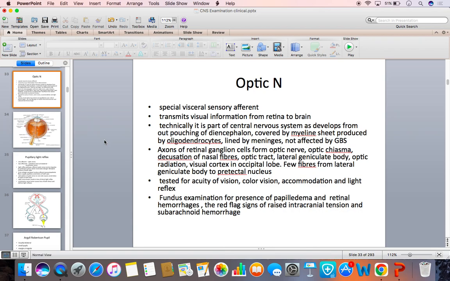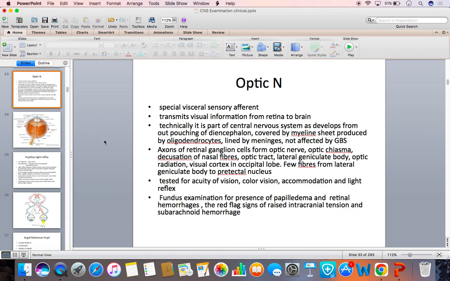Well, it starts as the axons of the ganglion cells, which form the optic nerve. Then it enters the optic chiasma. Decussation of the nasal fibers occurs there, and it continues as the optic tract to the lateral geniculate body. From there, it enters the optic radiation, finally reaching the visual cortex in the occipital lobe.